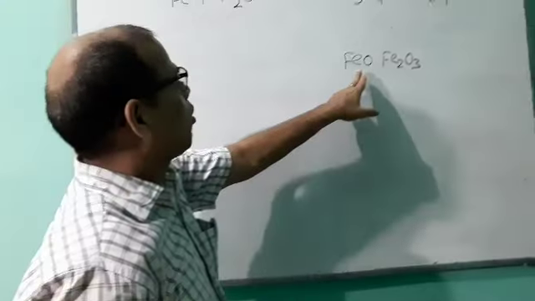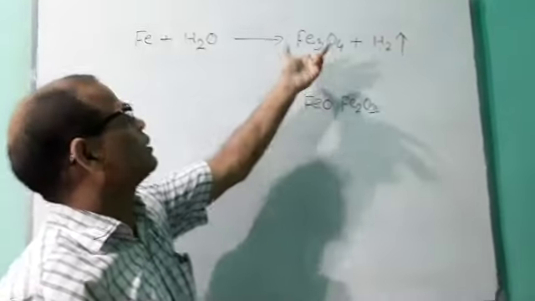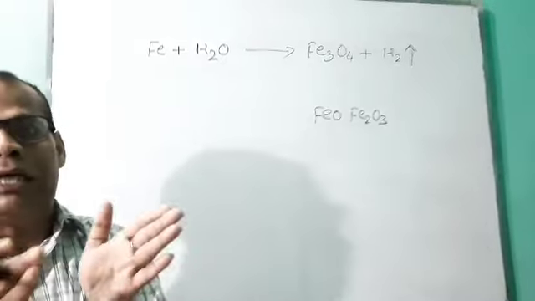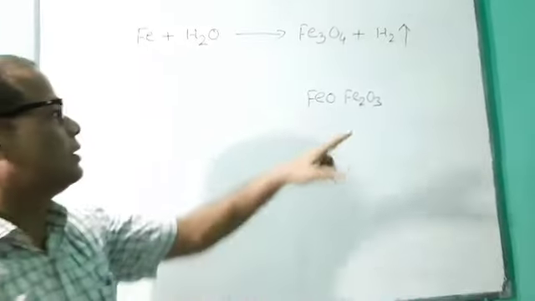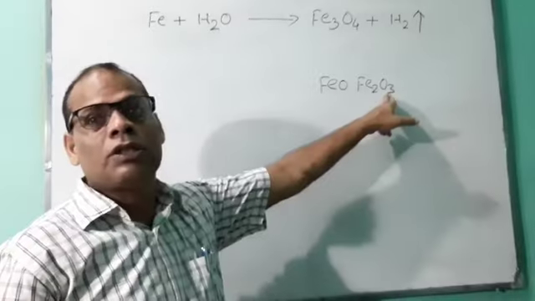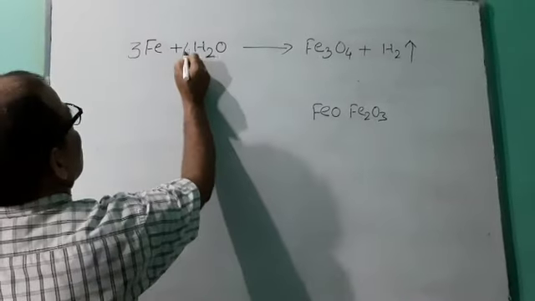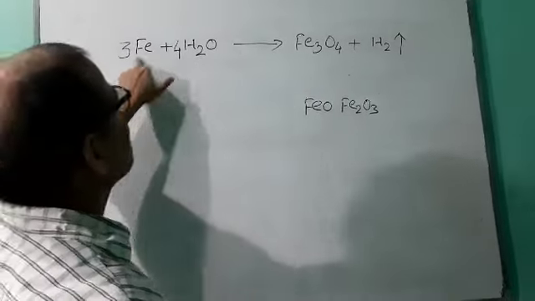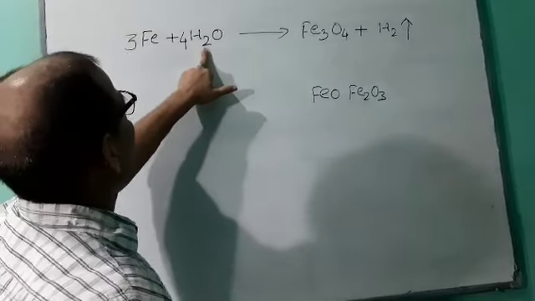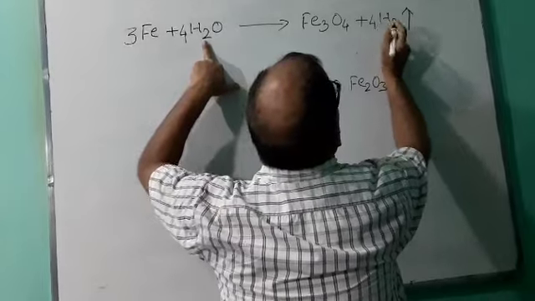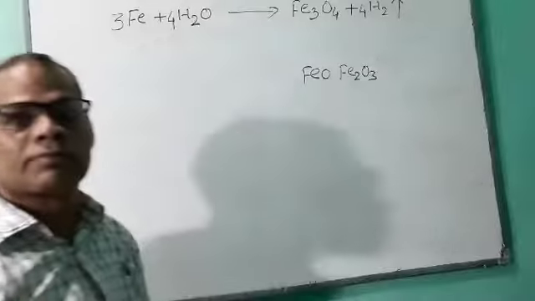Fe3O4 is a mixture of FeO and Fe2O3. It is called a mixed oxide. Fe3O4 is an example of a mixed oxide, FeO and Fe2O3. So now if you balance it, 3Fe, 3Fe, 4 to the 8, 8 hydrogen, 4 to the 8, 4 oxygen, 4 oxygen.